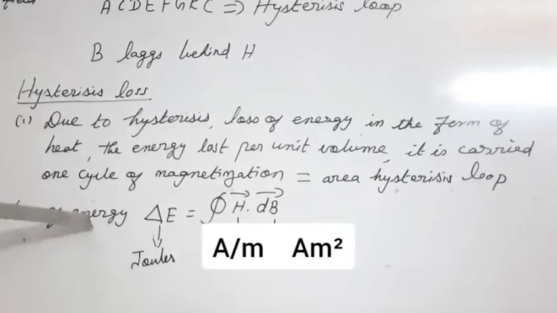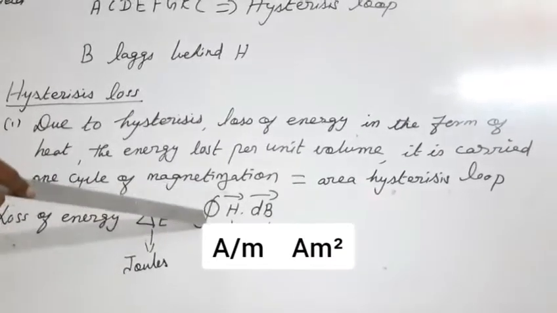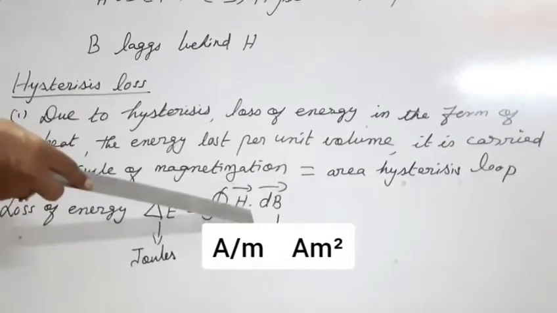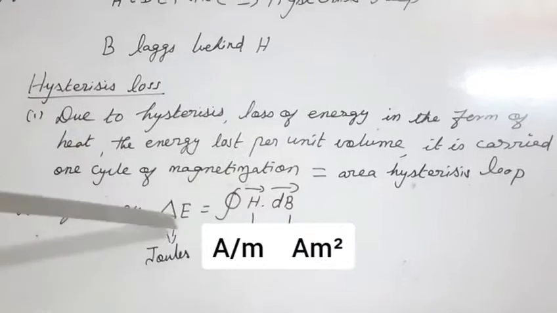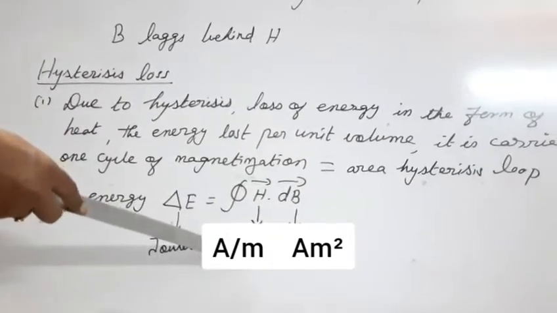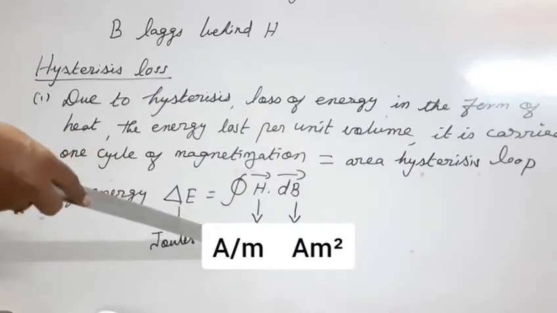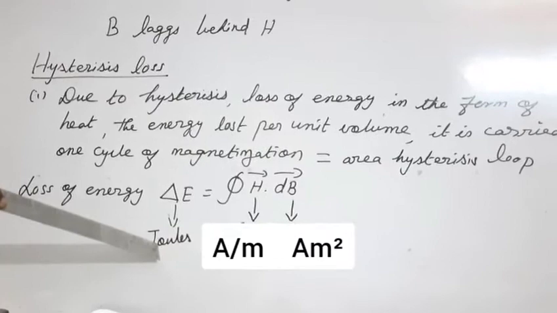Therefore, the loss of energy for one complete cycle, delta E, equals the closed integral of H vector dot dB vector. The B vector is in ampere per meter square and H vector is in ampere per meter. The loss of energy is measured in joules.